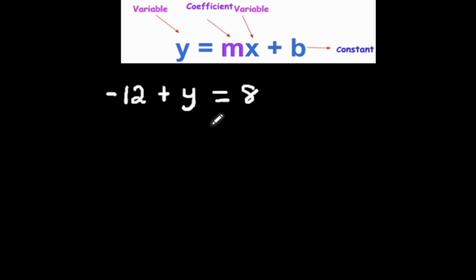The first thing we need to do is isolate the variable y. So we have a negative 12 here. In order to undo this operation, we must perform the opposite. The opposite of subtraction is addition. So that means we're going to add 12, and we're also going to add 12 to the other side of the equation.